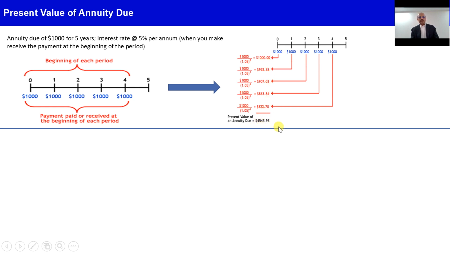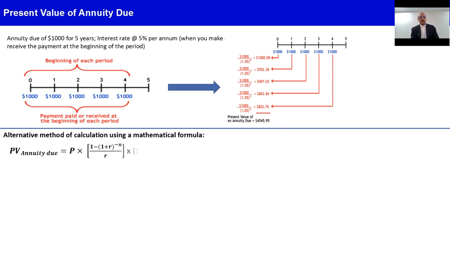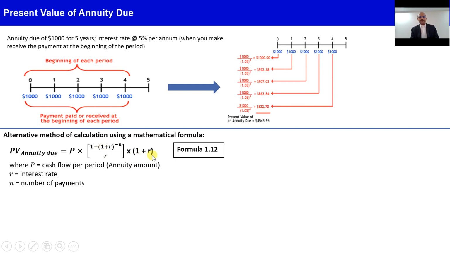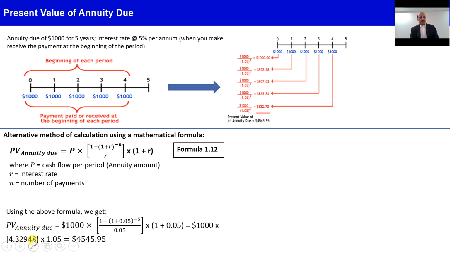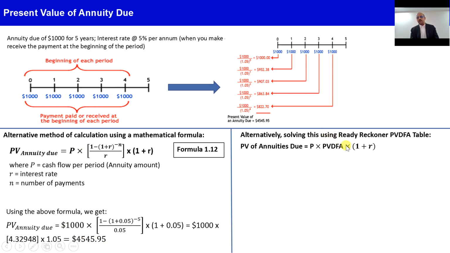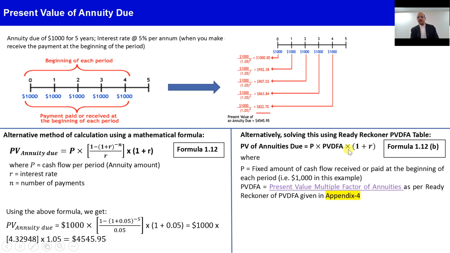So you get 4545.95. Using the mathematical formula, you can see that up to here the formula remains the same as ordinary annuity. Only we need to multiply by a factor of 1 plus r to get the present value of annuity due. Why do we multiply by 1 plus r? Because here each cash flow is discounted by one period less, because it is paid at the beginning of the period. So that's why we multiply this by 1 plus r. Up to here is what we got in the ordinary annuity calculations, so we just multiply by 1.05. So we get 4545.95, which is higher than the ordinary annuity because this is discounted by one period less. Using the ready reckoner also, we can just multiply by 1 plus r to the earlier formula to get the same result.